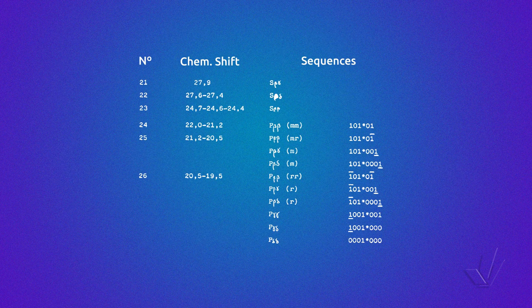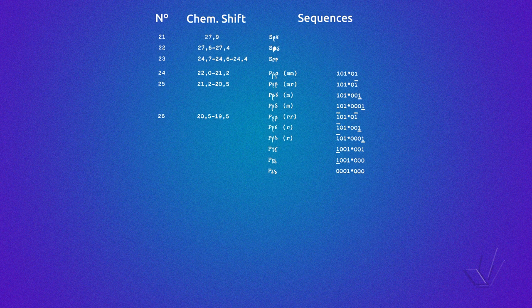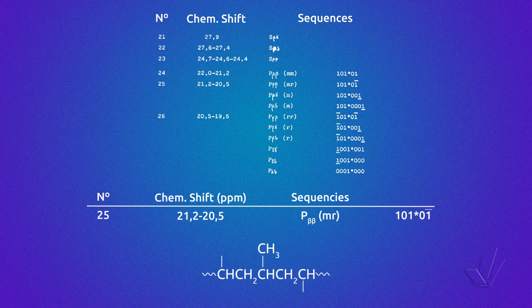In this table, the chemical shift of all primary carbon atoms of different ethylene propylene copolymer sequences are shown. For example, the peak 25 between 21.2 and 20.5 ppm corresponds to the primary carbon or methyl bonded to the branch point that is in position beta from both nearest methines. The configuration is MR, which means that the first two methines have the same configuration and the third one has the opposite. Another nomenclature shows that the sequence is as follows. Methine, methylene, methine, methylene, methine, with the last two methines with different stereochemistry.